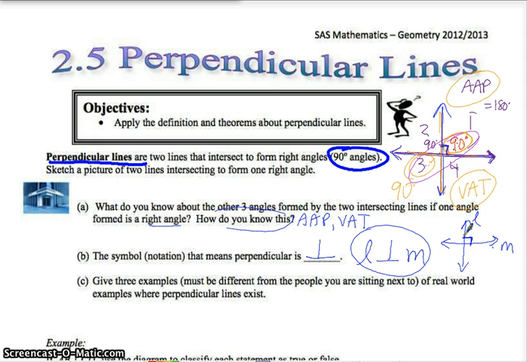How do we know that? Because of the symbol in the corner. So this is the symbol on the diagram. This is the symbol we would use in a sentence, right? This is the notation we would use to explain what we were talking about visually.